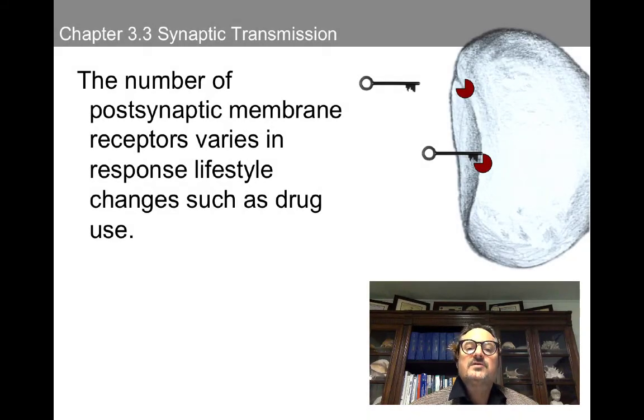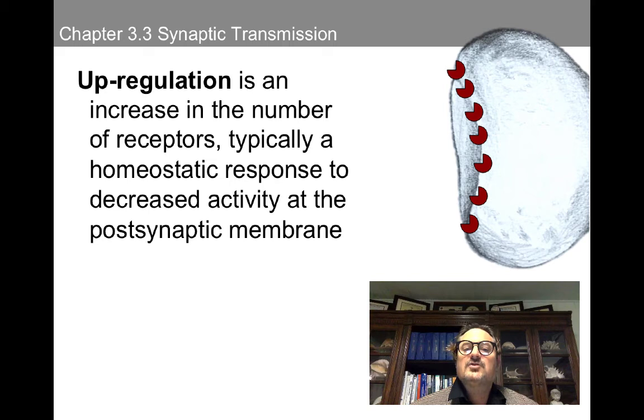The number of postsynaptic membrane receptors varies in response to lifestyle changes, such as drug use. Here we have some ligands that are headed toward receptors. Upregulation is an increase in the number of receptors, and these circles over on the postsynaptic membrane are supposed to be receptors. There's an increase in the number of receptors in response to decreased activity at a postsynaptic membrane.